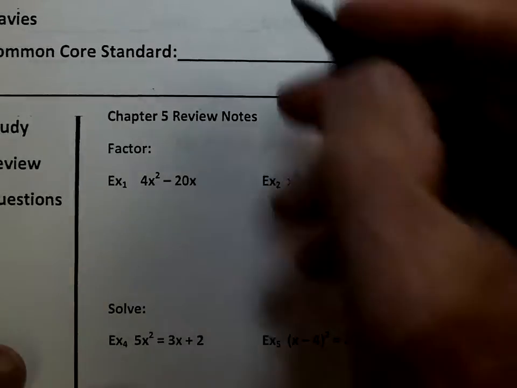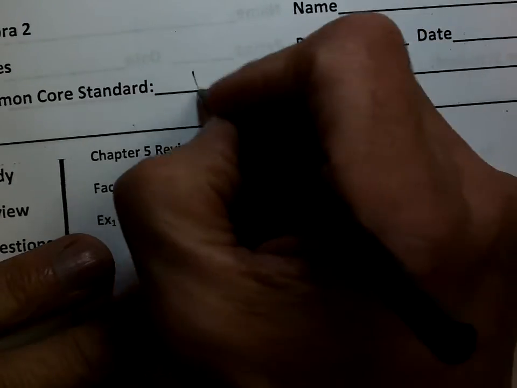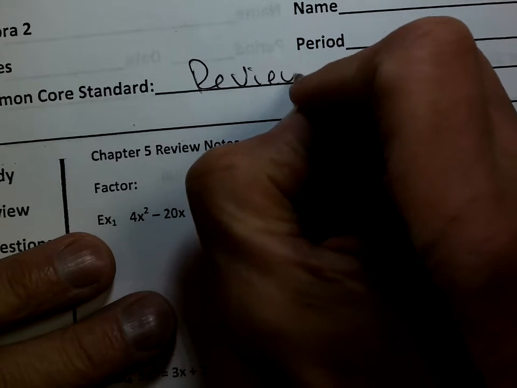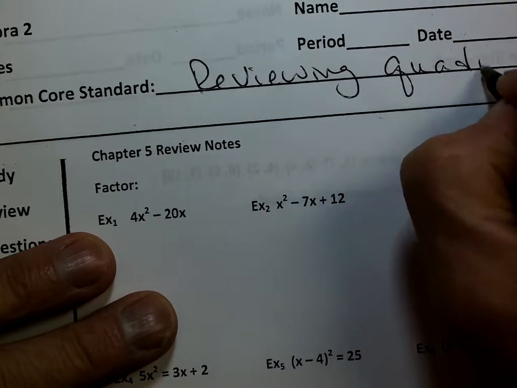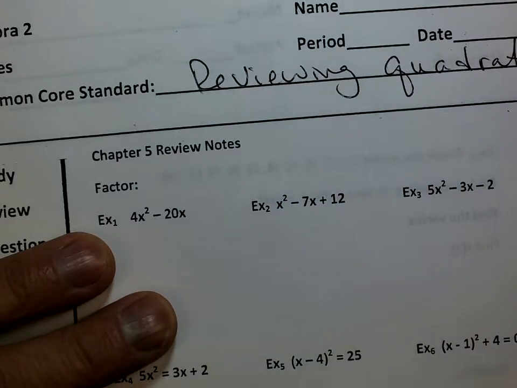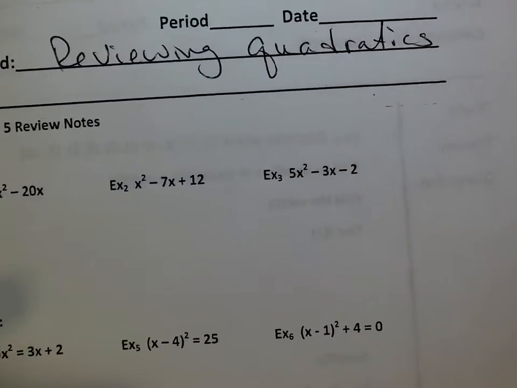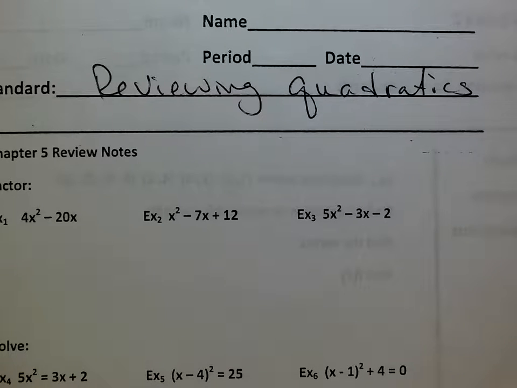Okay, so today there's no Common Core except we're going to be reviewing quadratics, okay? I zoomed it way in, super far in, so you guys can see the small ones, right? The quiz is just like this, so if we can do this, we're good to go, all right? So let's take a look.